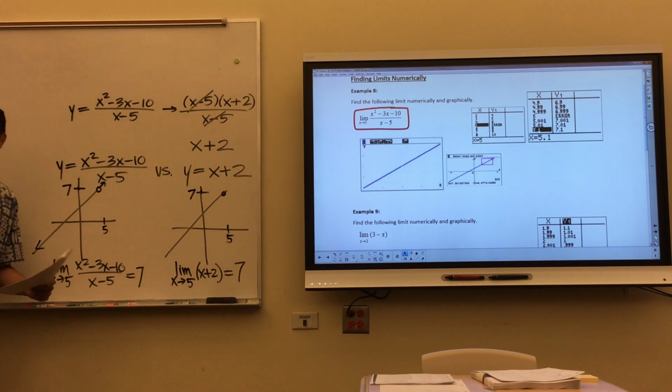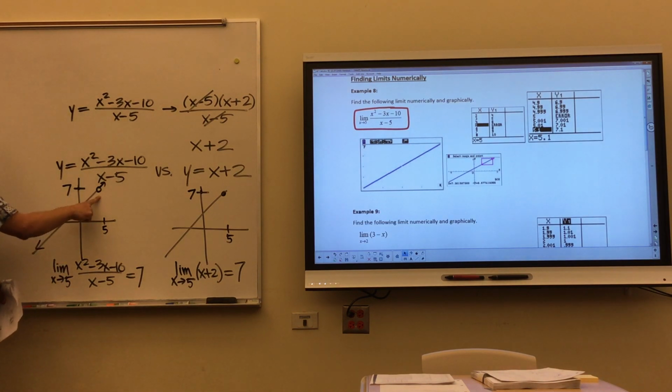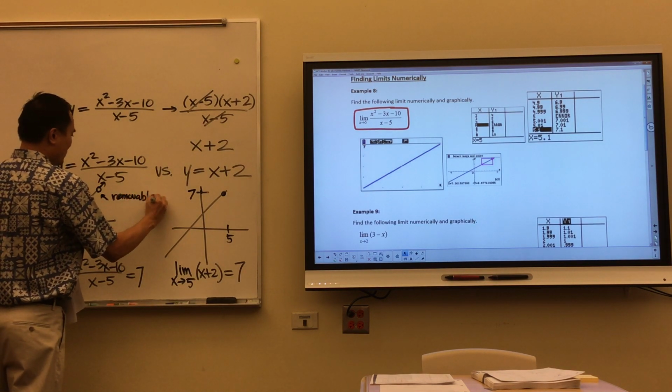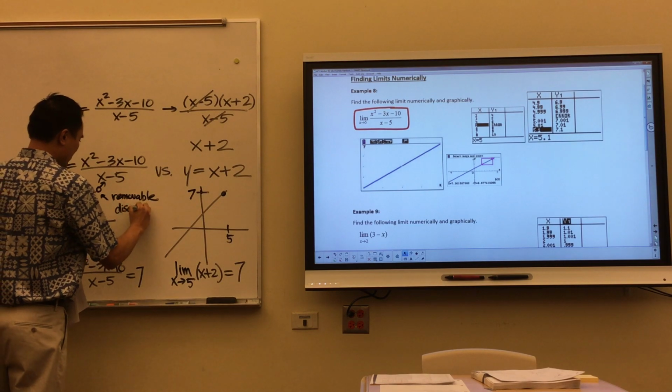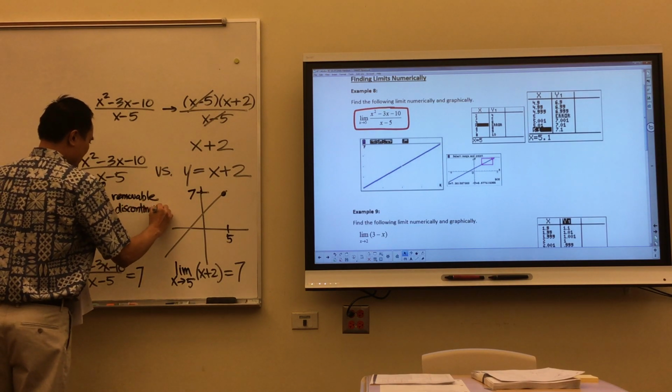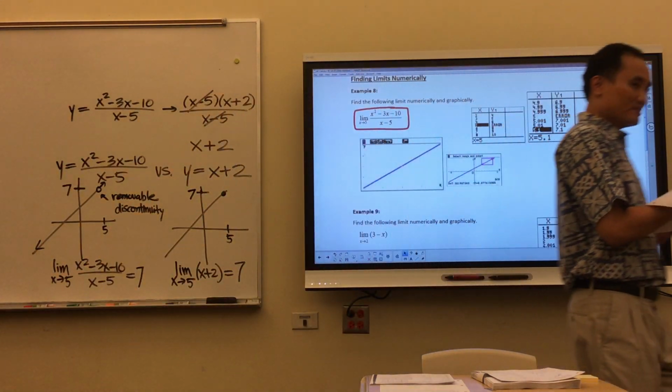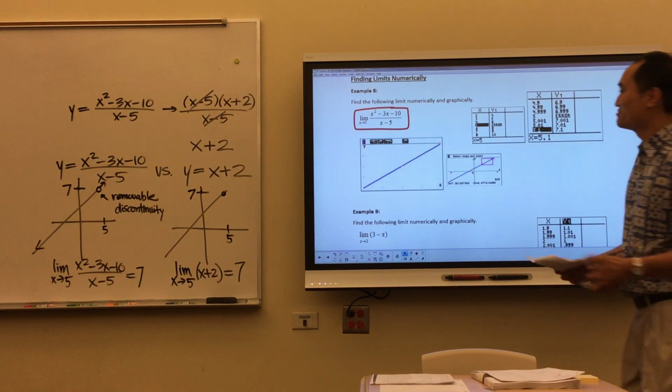Because with limits, what happens at x equals 5 is not what we're concerned about. This is officially called a removable discontinuity. Hole is just an informal term people use, but the proper term is removable discontinuity. Later on in this chapter, we'll talk about why it's named that, because you can remove it by putting a little dot.